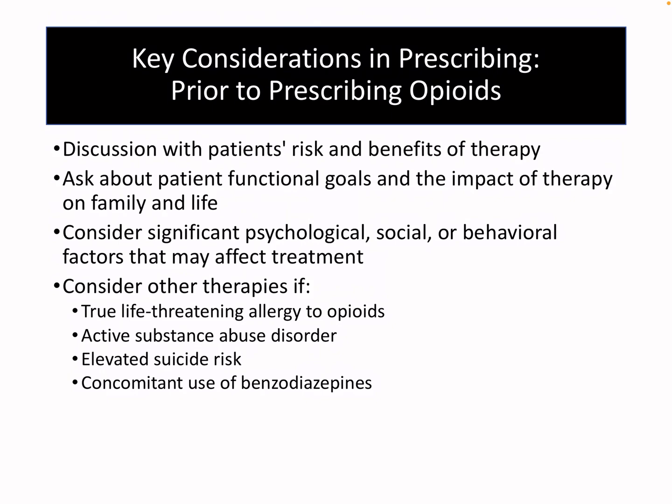You always want to consider if the patient has any psychosocial or behavioral factors that may affect treatment. You want to always consider other therapies whenever a patient has an active substance abuse disorder, elevated suicide risk, a true allergy to opioids, or if they have concomitant use of benzodiazepines.